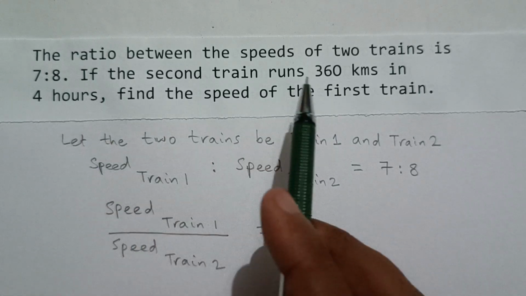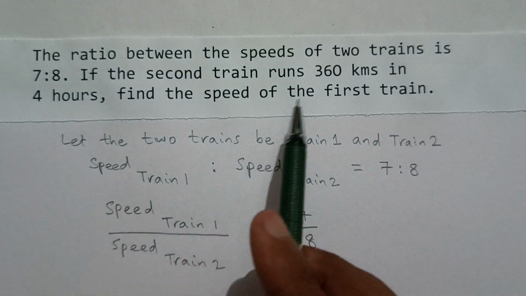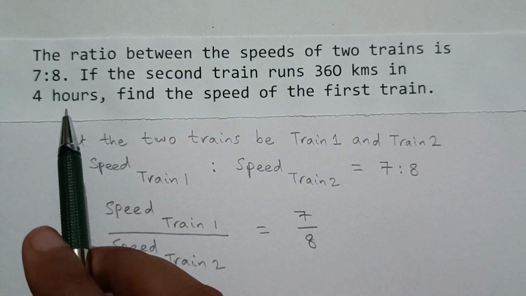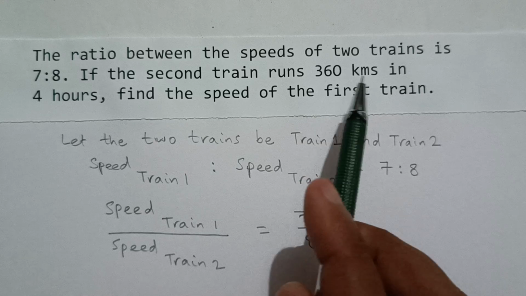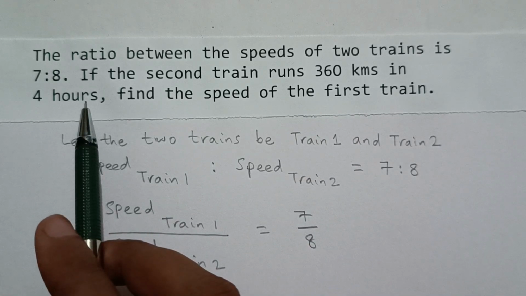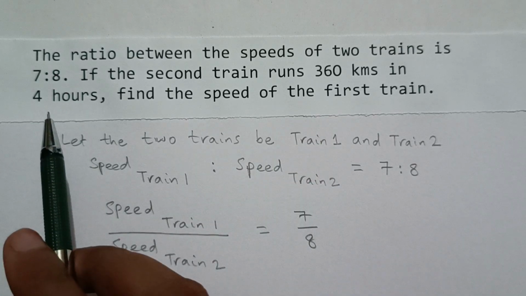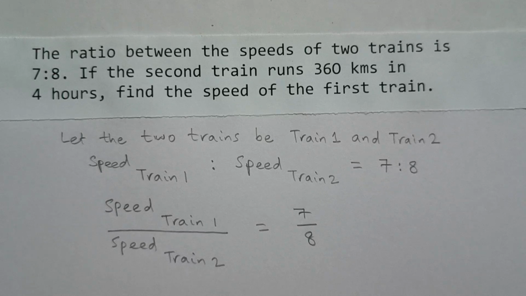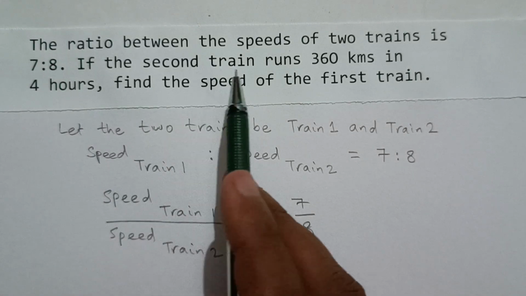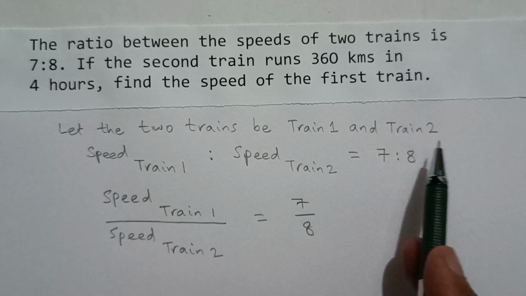So from here we can find the speed of the second train. Because we know the distance and we know the time, we can calculate the speed of the second train. So let us calculate the speed of the second train.